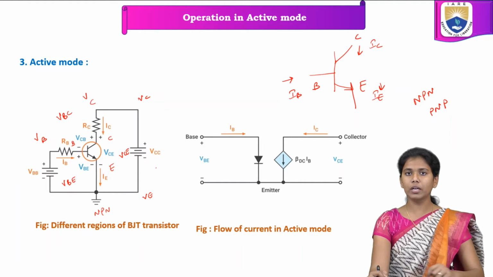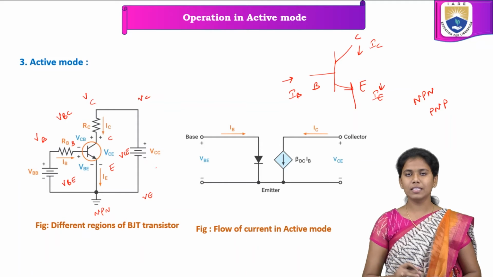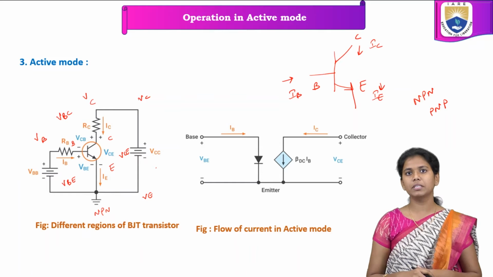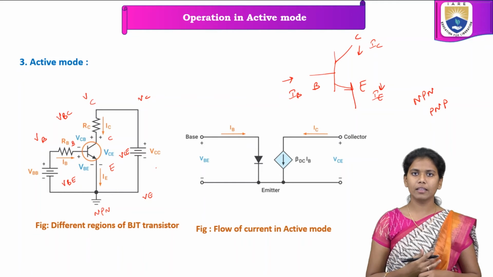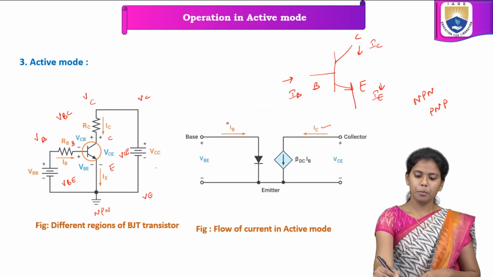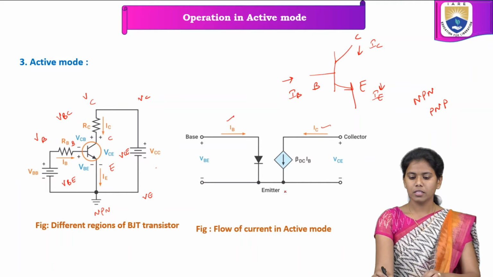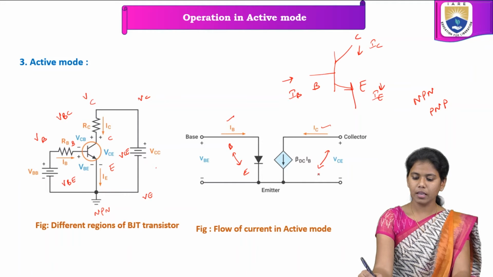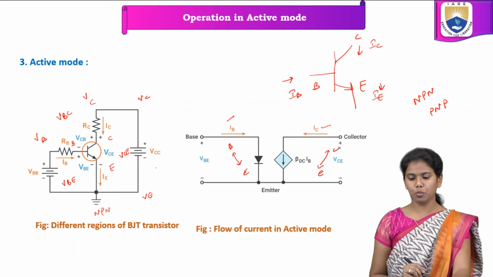And now we will see how the current flows in active mode. I said that the current can be amplified. The amplification of current can be seen when the transistor is acting in the active mode region. Here, if you observe, the current flowing through the collector is IC, the current flowing through the base is IB, this is VBE, the voltage between base and emitter, and this is VCE.